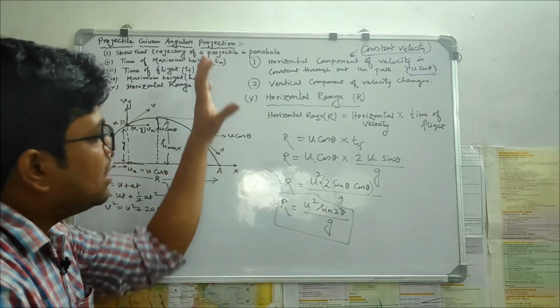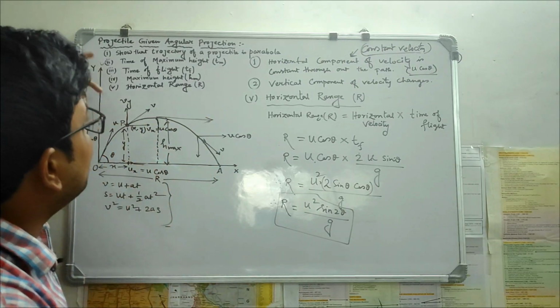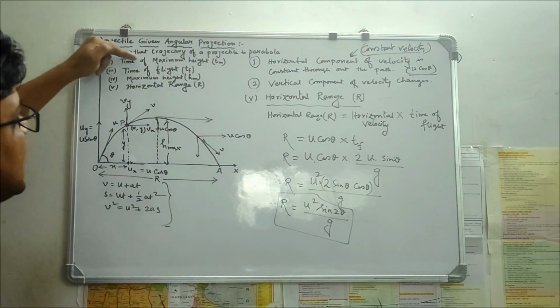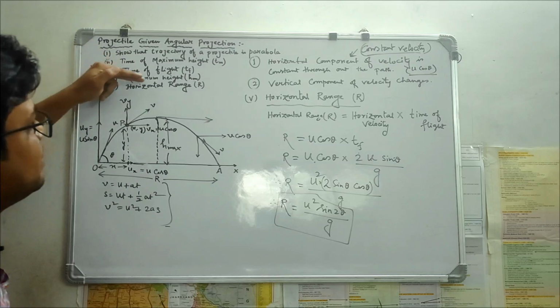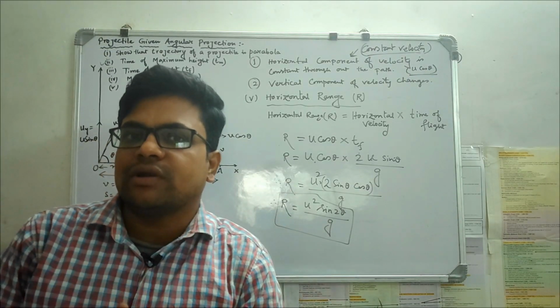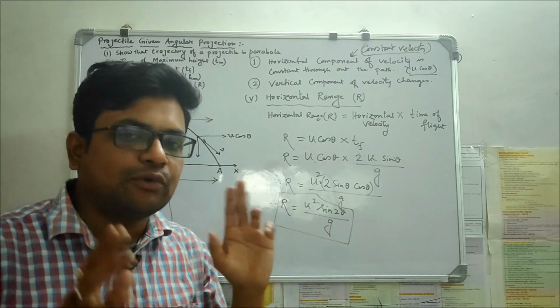Okay, so all these derivations are very important. One by one I have shown that the trajectory of the projectile is a parabola. Next is time of maximum height, we have done. Next is time of flight, we have done. Next is maximum height, we have done. Next, horizontal range, we have done. ठीक है. So one by one, these derivations are very important, and for numericals all the formulas you have to remember.